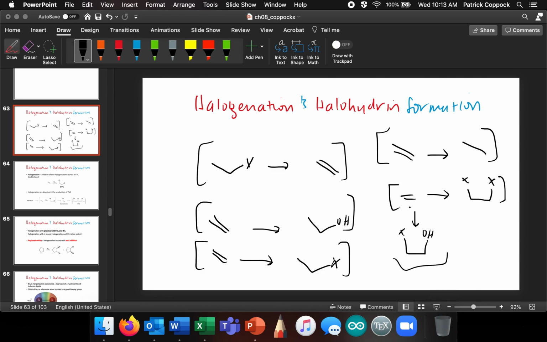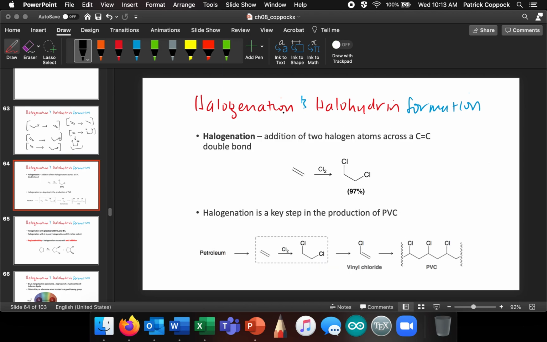You should be thinking like this all the time. It'll help you pack things away nicely if it's not just a bunch of mumbo jumbo in your head. All right, so we're interested now in halogenation and in halohydrin formation. That's a Y. Halohydrin formation. That is a Y.